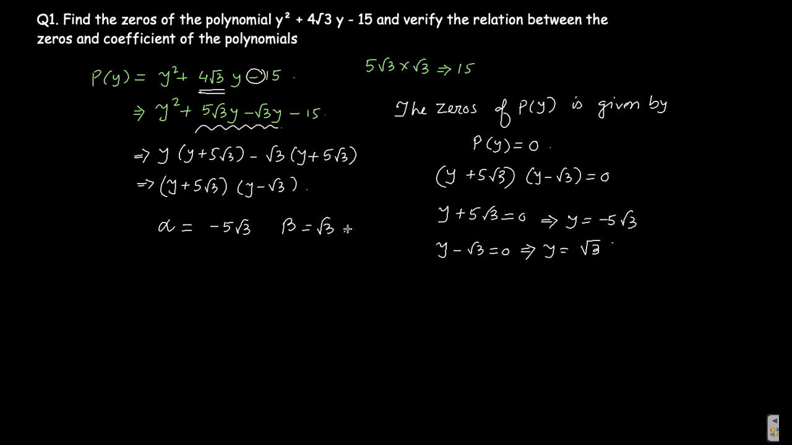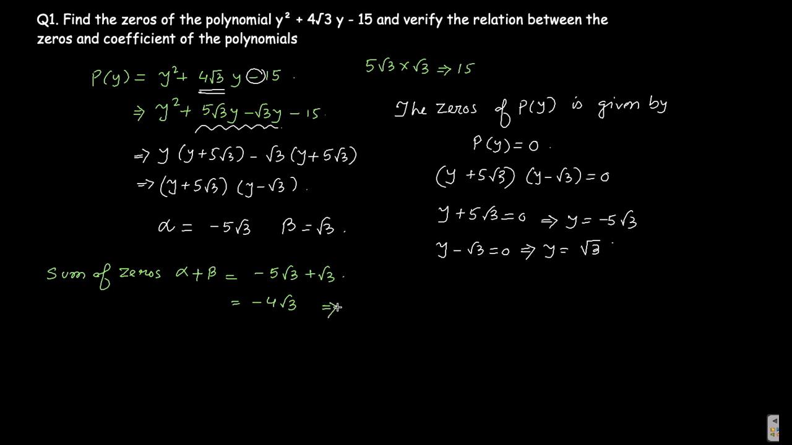Now we can verify the sum of the zeros and the product of the zeros. First, the sum of the zeros. So the sum of zeros is alpha plus beta. What is alpha plus beta? It is −5√3 + √3, that is −4√3. Now verify it.